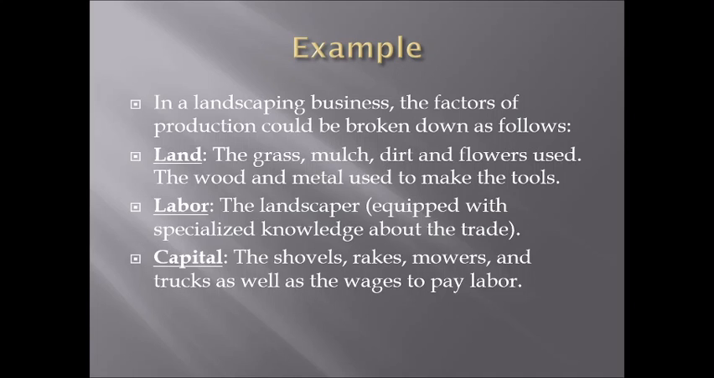So another example of how this works is we can take a landscaping business. The factors of production could be broken down as follows. The land is the grass, mulch, dirt, and flowers used, and the wood and metal used to make the tools. So all those things combine to be part of landscaping. The labor is the landscaper equipped with specialized knowledge of how to landscape, along with how to use all the tools. And then finally is the capital: the shovels, the rakes, the mowers, and the trucks that have been created from the land to work on the land, as well as the wages to pay the labor.